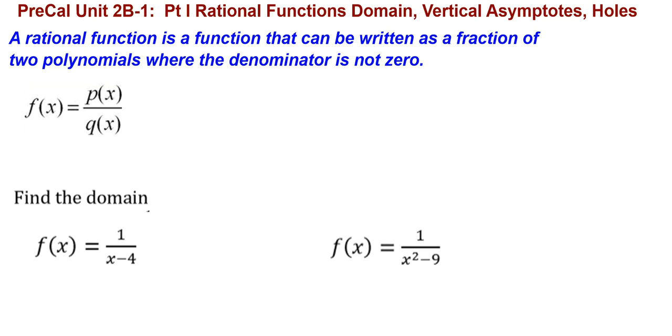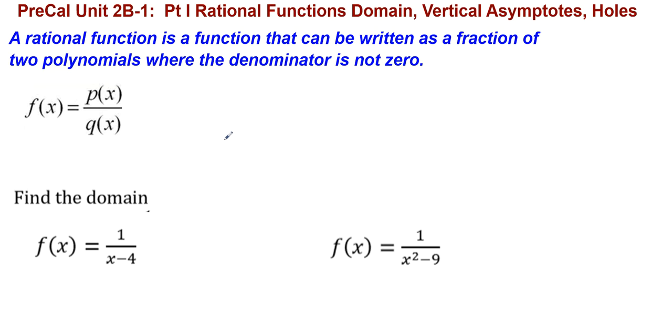Moving along with our Algebra 2 review, what we're going to do here in Unit 2B1 is take a look at rational functions real quick. And this is a short unit. We're just going to hit the highlights. So for this part of the lesson, we're going to look at rational functions, domain, vertical asymptotes, and holes of the functions as well.